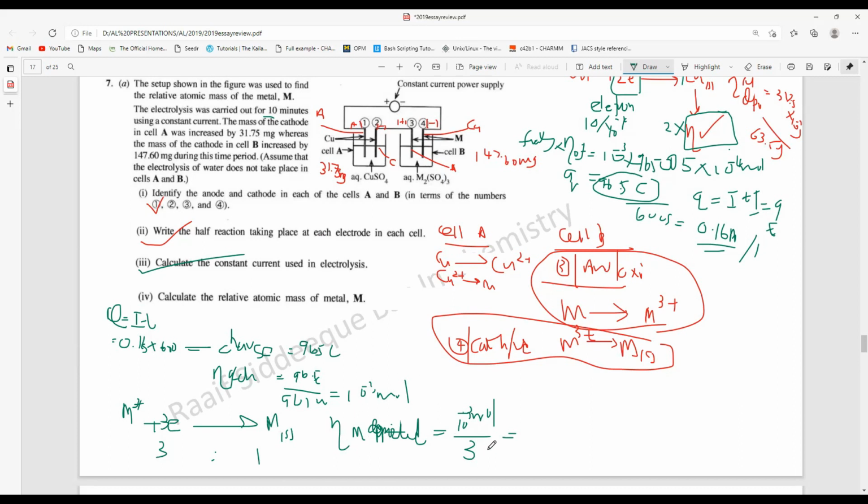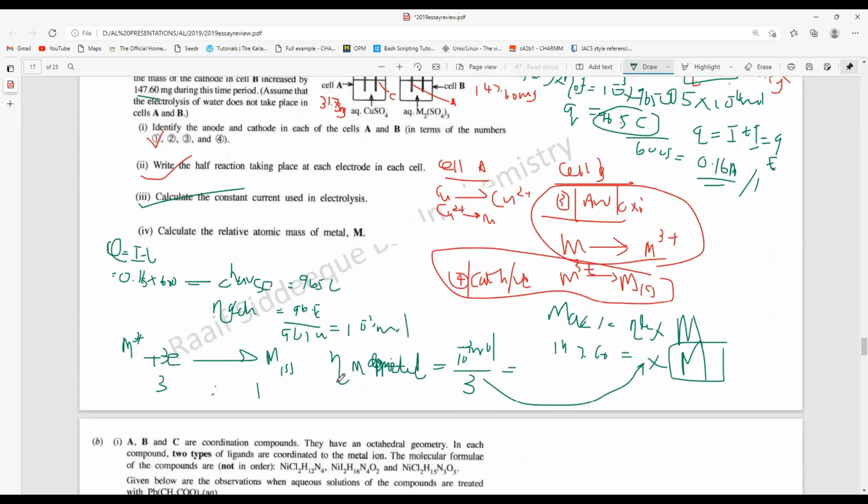Then if you know the number of moles of this one, what is the equation? Mass deposited is equal to moles deposited times the molecular mass. So mass deposited, they have given 147.60 milligram. Number of moles, you know from here. Then the only thing that you don't know is the capital M. So you can easily find the relative molecular mass or relative atomic mass of M. Okay, so this is a very nice question where you use one way to get the current and the other way to get the molecular weight. Nice.